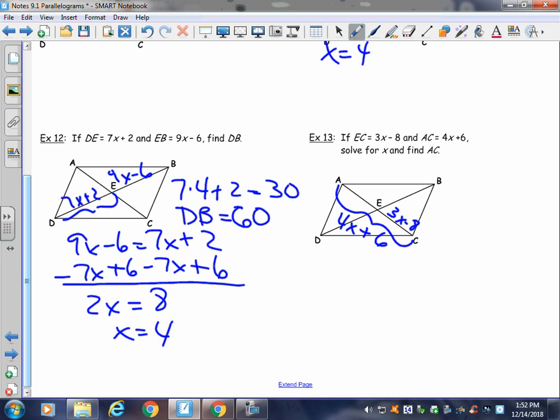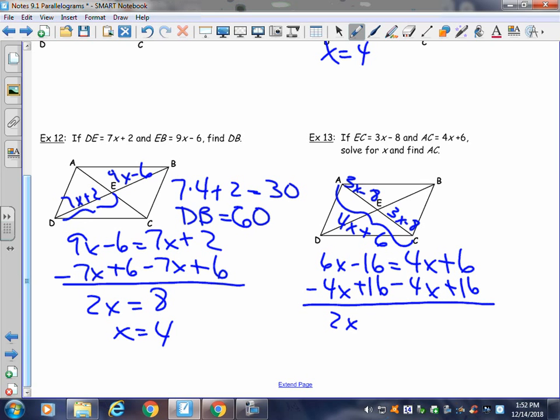Well, these two add up to the whole thing, right? Isn't that one also 3x minus 8? Oh, 3x minus 8. So that's 6x minus 16 equals 4x plus 6. You can take 4x away. You can add 16. That's 2x equals 22, or x equals 11. Now, that didn't find AC, that just found x. So now let's go back and plug in 11. That's 50. Or I could have plugged it in here for x.